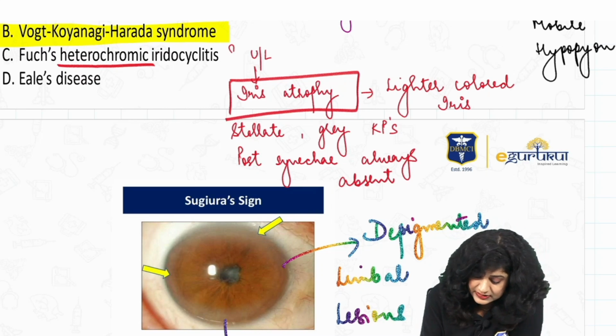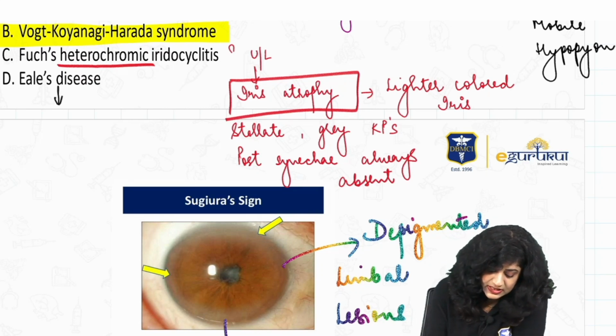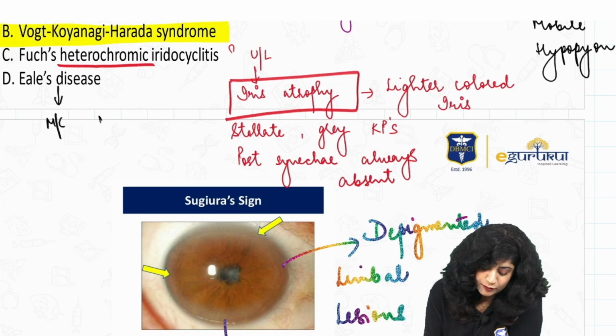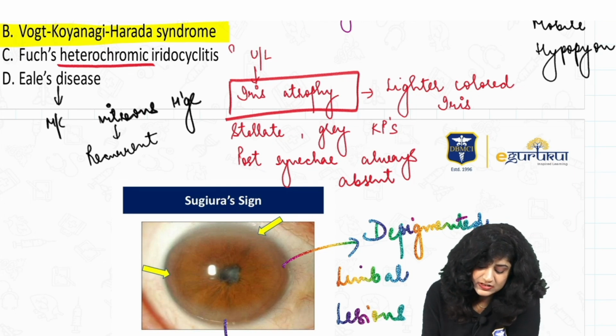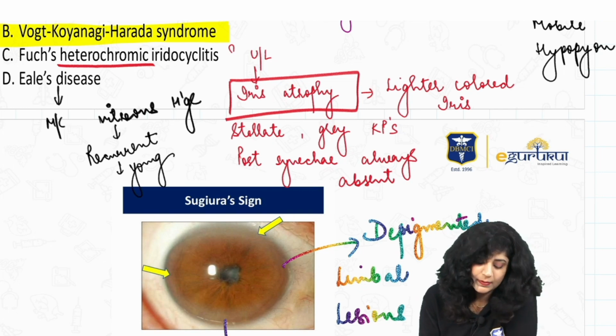Then another thing is Eales disease. Now Eales disease is the most common cause of vitreous hemorrhage. So whenever we have cases of vitreous hemorrhage, especially if it is a recurrent vitreous hemorrhage, and that too in a young patient, then you have to think about Eales disease.